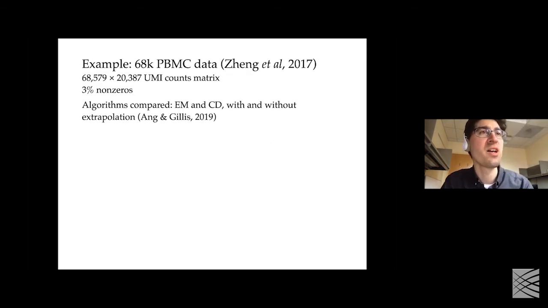Okay, so let's see what happens when we apply the EM and the CD variants of these alternating minimization algorithms. And we're going to apply it to a real single cell data set, not some toy data set. So we have over 68,000 cells, and the data are quite sparse. We're going to compare these two algorithms, EM and the coordinate descent. And we're also going to use a technique that actually turns out to work very well for accelerating these two block coordinate ascent steps. It was used in a different context, but actually works very well here.